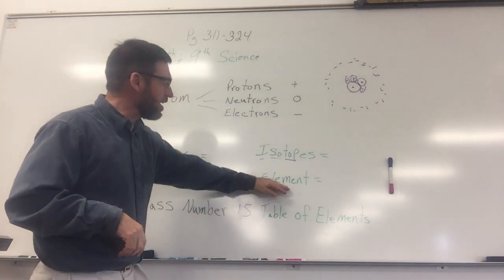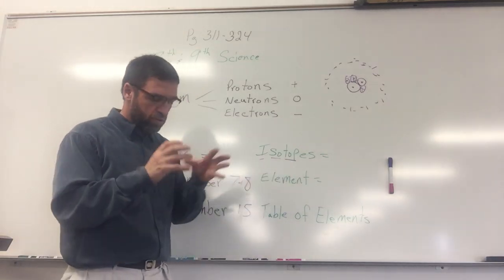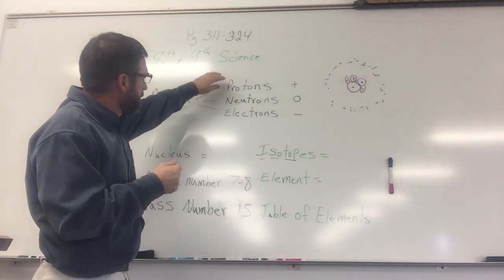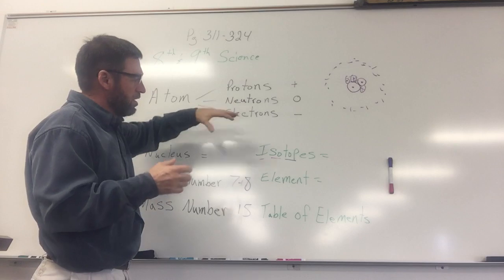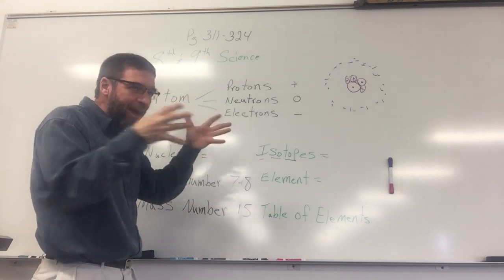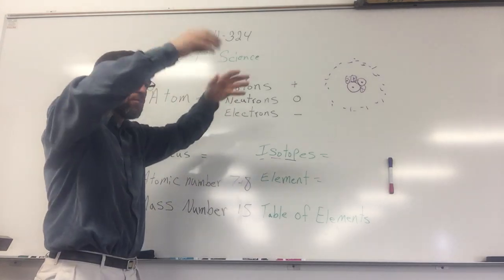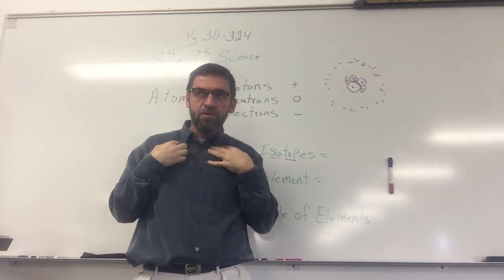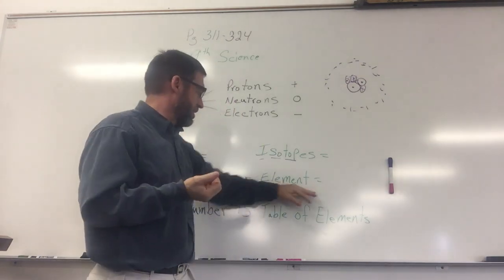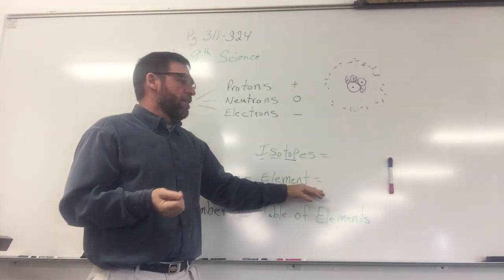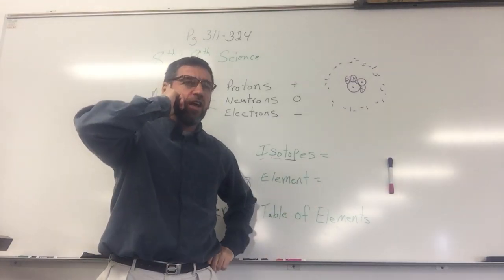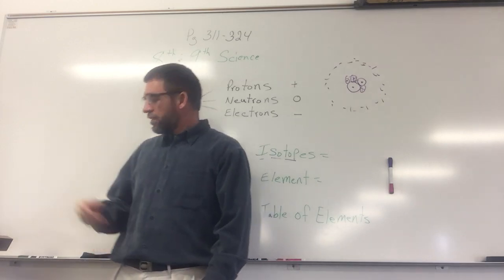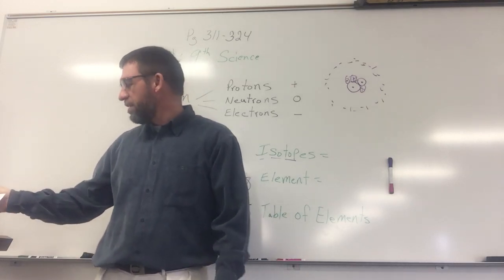Okay, to get an element now, you will take a whole bunch of these atoms that have the same number of protons and neutrons, and you put them together, and you start piling them together, and finally you get something big enough that we can see. And we call that an element. And you say, oh, what's an element? I don't know what an element is. Well, that's not too hard. Scientists have made that easy for you.